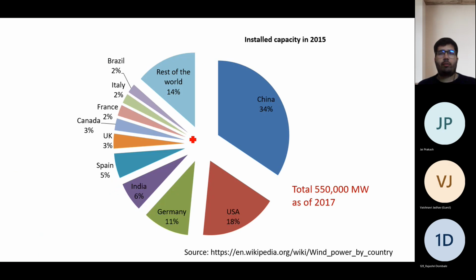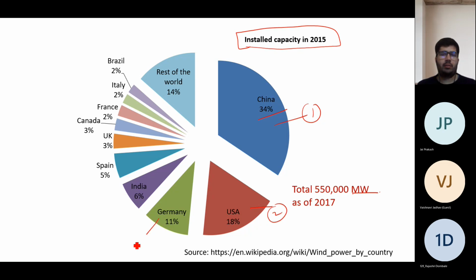This is the data from Wikipedia: the installed wind capacity by country as of 2015. The total capacity installed is around 550,000 megawatt. China has 34%, number one. USA is 18%, number two. Germany is 11%, number three. And India is 6%, number four.